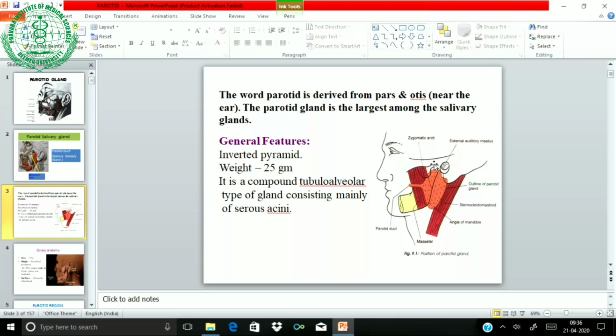All of you can see here the external acoustic meatus of the external ear. In front of the external acoustic meatus is the parotid region, and this orange color is shown for the parotid gland in the body. This is the parotid duct, which starts from the middle of the anterior border of the parotid gland. This is known as the parotid duct or Stenson's duct in the body.